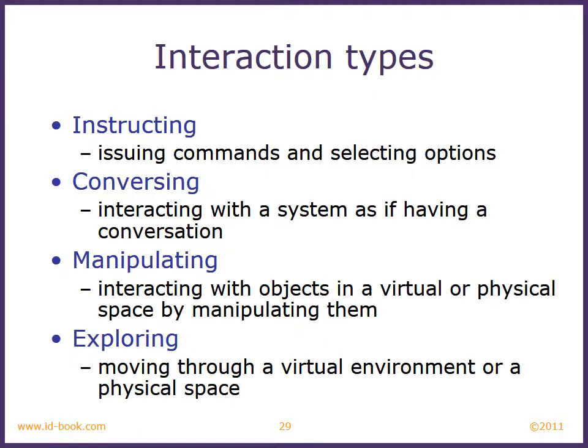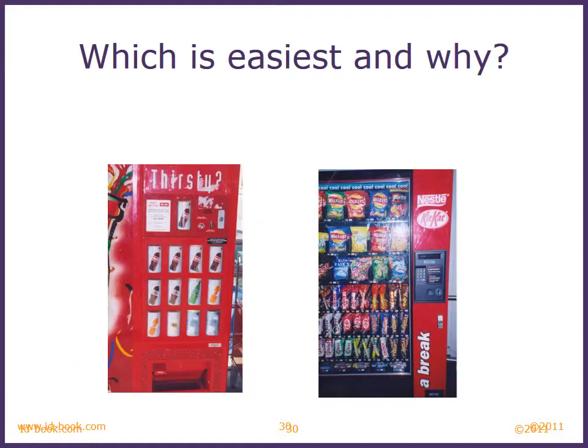So there are many different kinds of interactions: instructing, issuing commands, selecting options; conversing, interacting with the system as if having a conversation; manipulating, interacting with the object virtually or physically; and exploring, moving through a virtual environment or a physical space. Now look at this picture. Which is easiest and why?